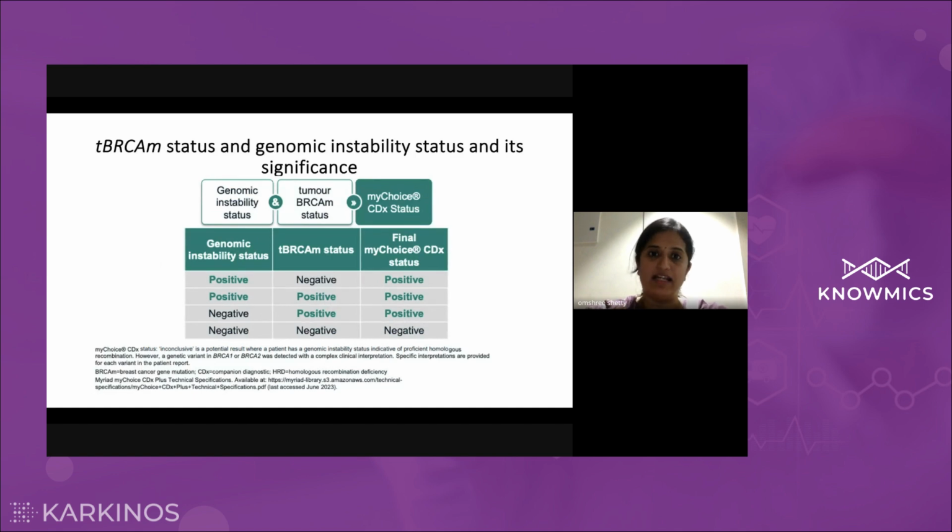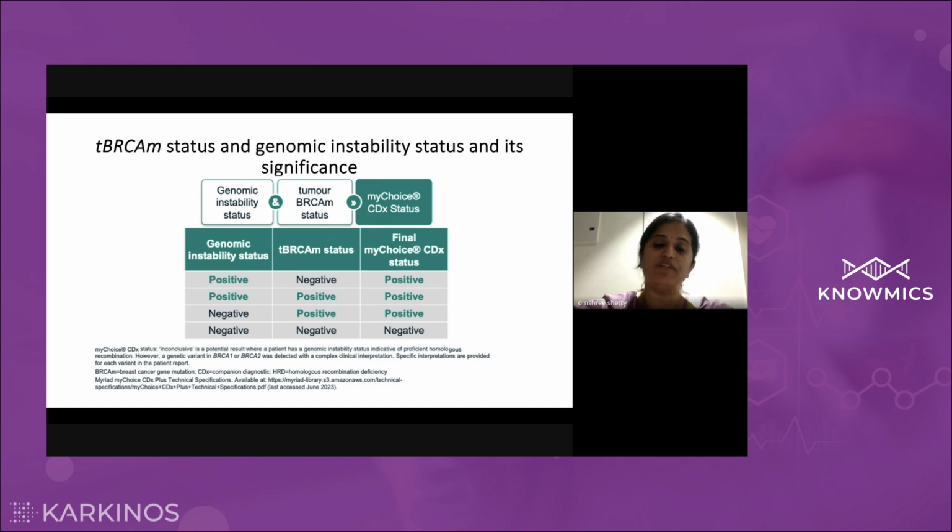So how do we decide when we call a case HRD positive? We need to take into account both the genomic instability status and the tumor BRCA mutation status, or T-BRCA-M. If the genomic instability status is positive and your tumor BRCA mutation status is negative, your final status would be positive. If the genomic instability status is positive and the tumor BRCA mutation status is also positive, the final status would be considered positive. Also, if your genomic instability score is negative and tumor BRCA mutation is positive, you would still call it positive. And when both of these are negative, it is called negative.